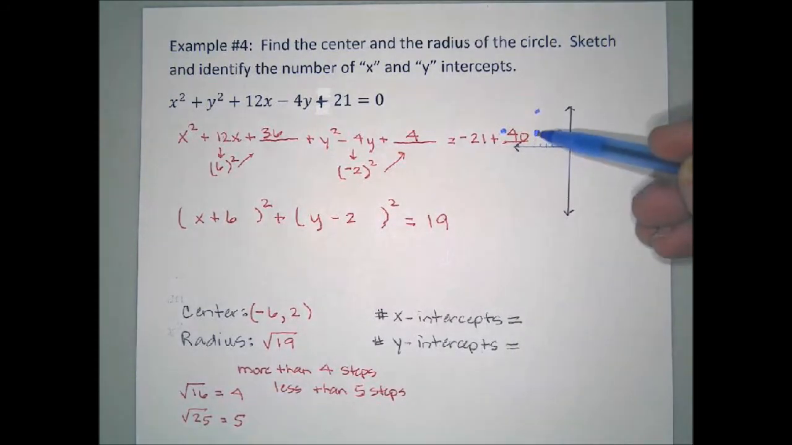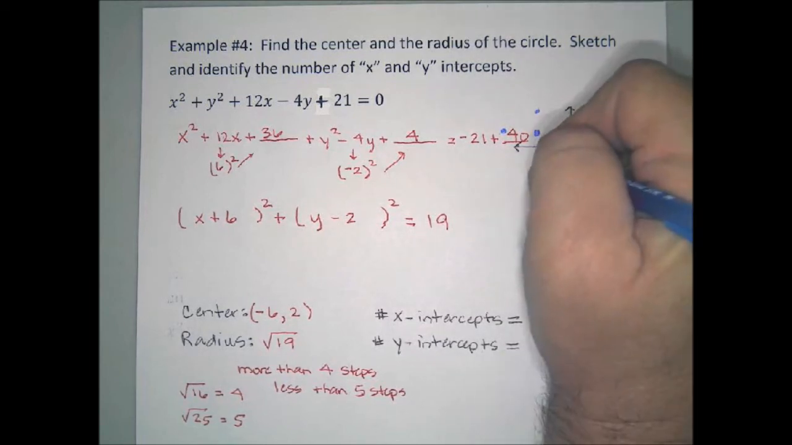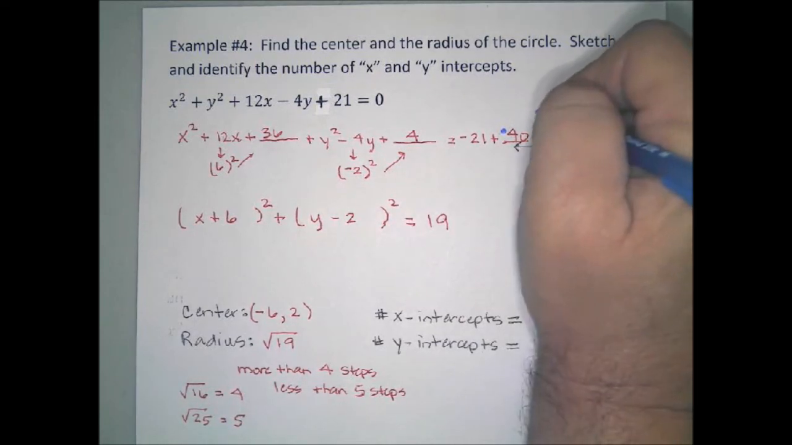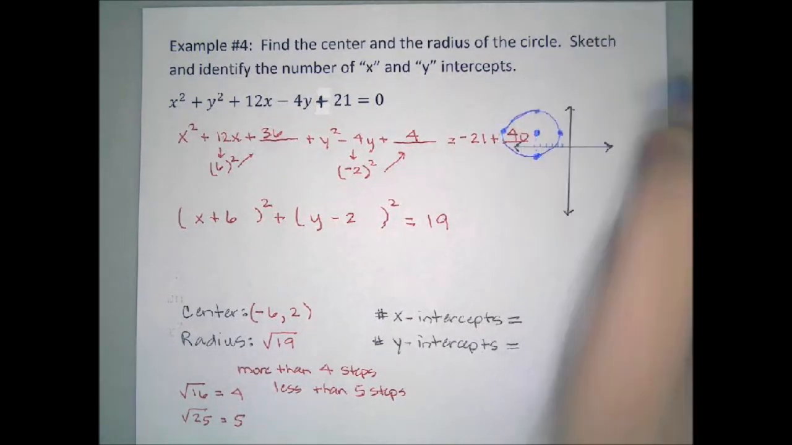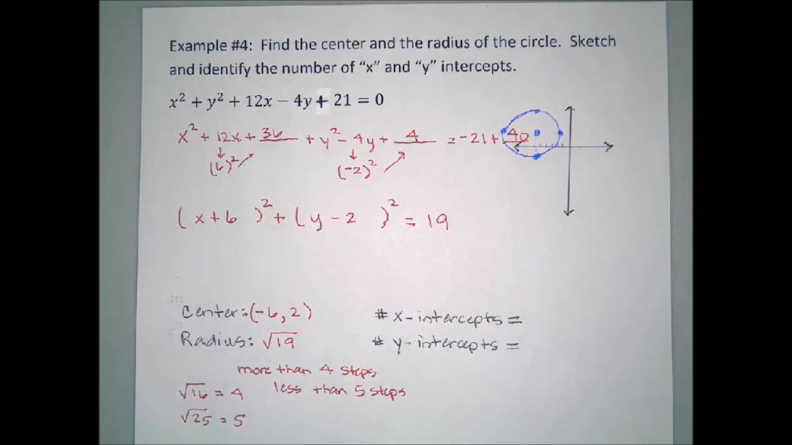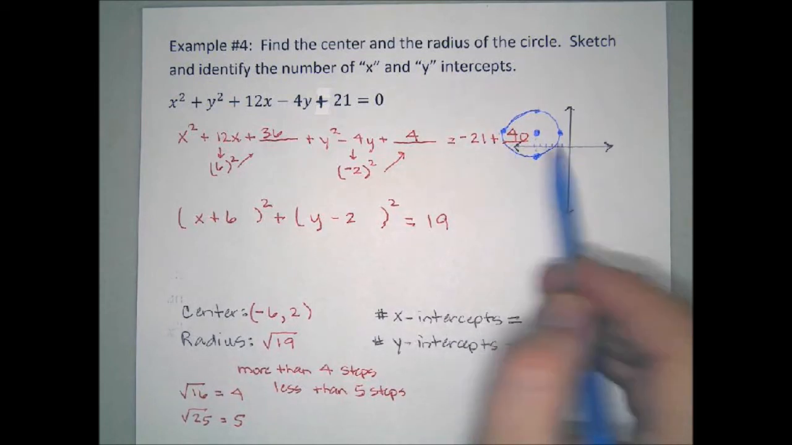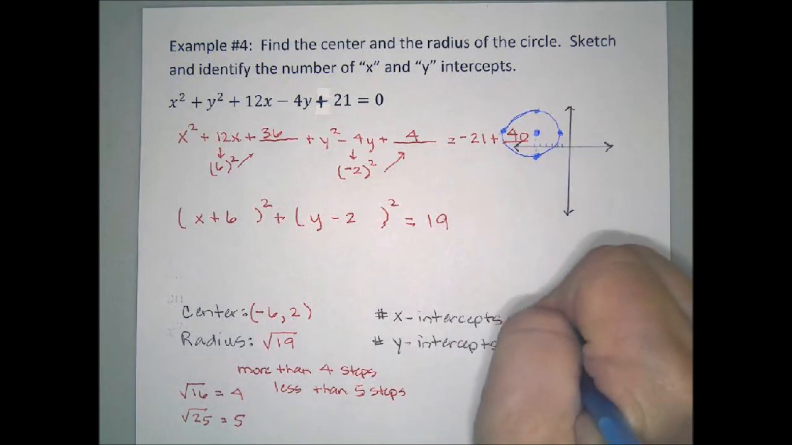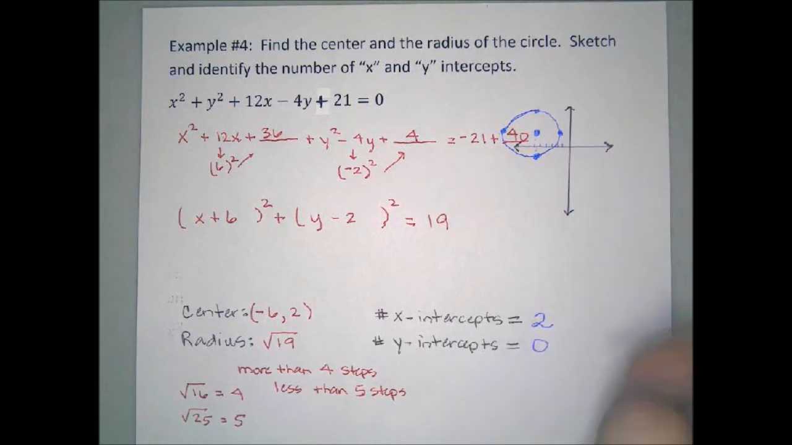So if I take 4 steps, 2 gets me right there, and then I take 2 more on the other side. And this is hopefully a decent representation of that circle. And now you can answer the question of the intercepts. How many times does this touch the x-axis? Twice. Once right here and once over there. But how many times does it touch the y-axis? It never touches the y-axis.